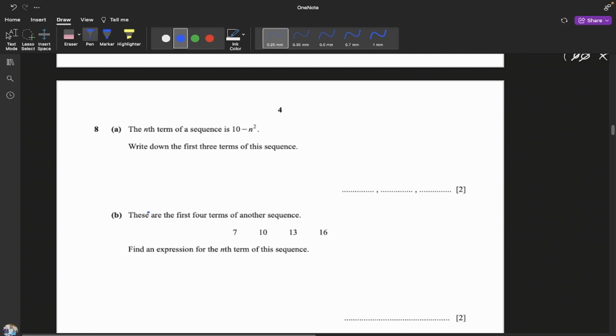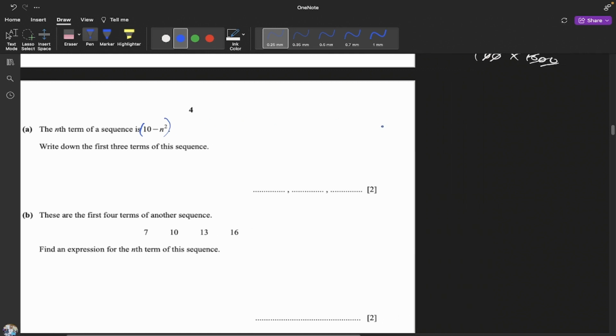The nth term of a sequence is 10 minus n to the power of 2. They have given an expression. Now write down the first 3 terms of this sequence. Okay, it's a very simple question. So the first term can be found when you substitute n equals 1. 10 minus 1 squared, 1 squared is 1.